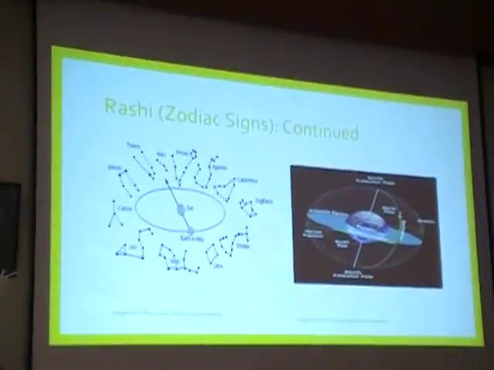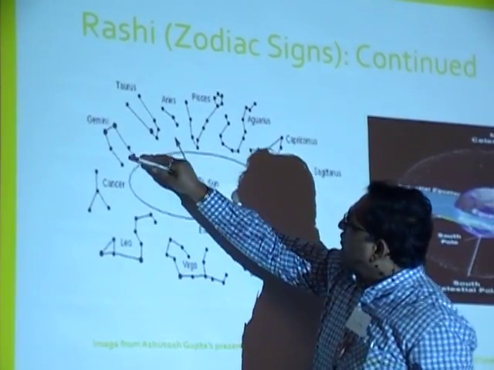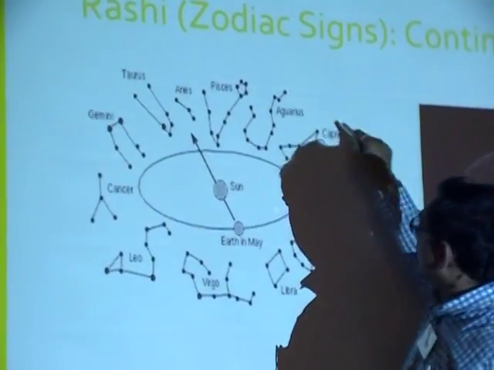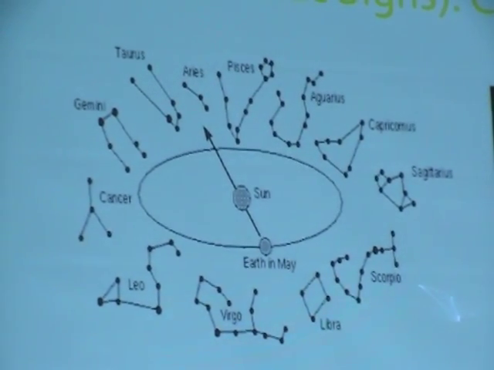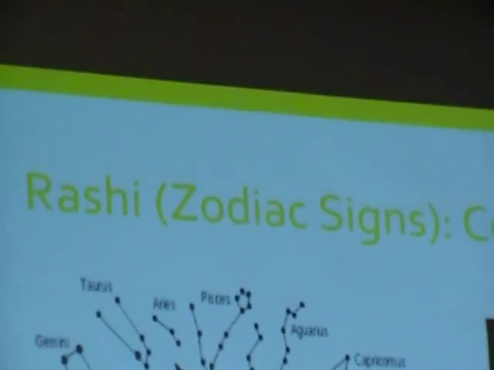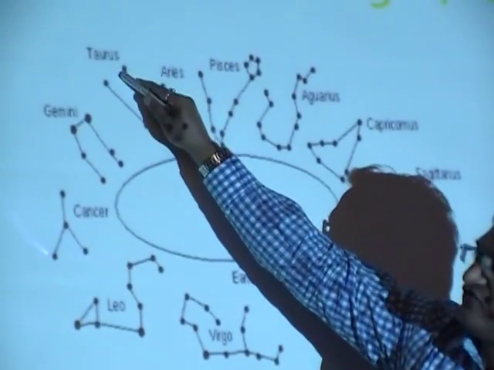So these are the 27. If you count like this, 1, 2, 3, 4, 5, 6, there will be 27. And these formations make one Rashi, the zodiac sign.